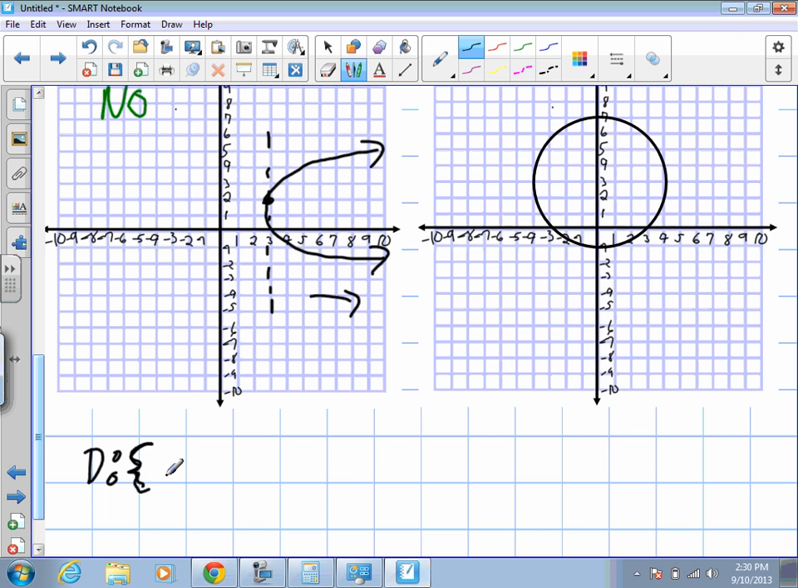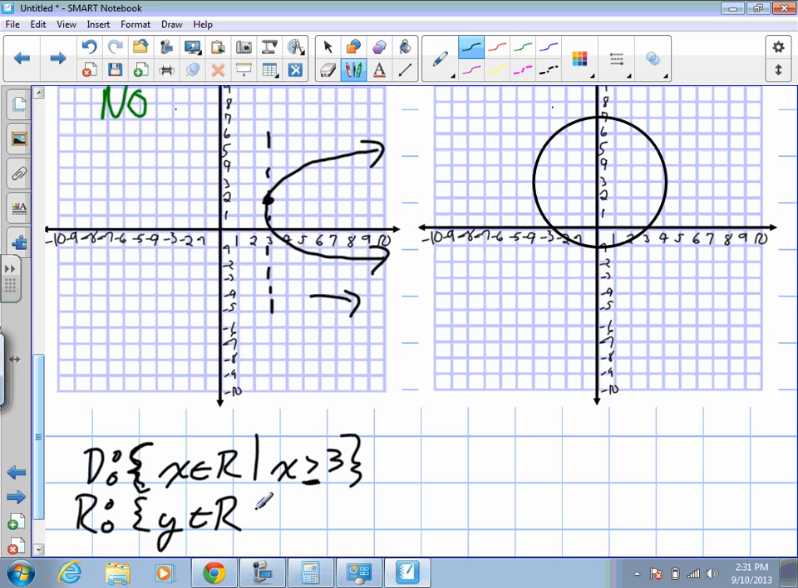XER, such that x is just greater than 3? Yeah, it does touch it, so we have to say greater than and equal to. How about our y values, or our range? Will they go up and down forever? So what's our range? Y, ER.